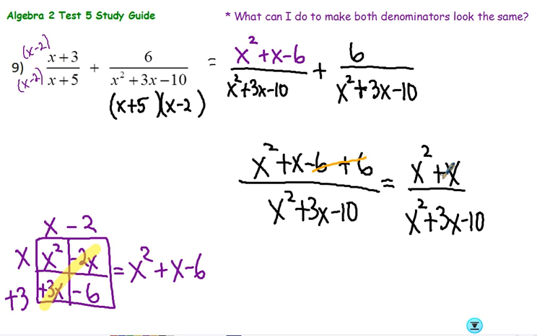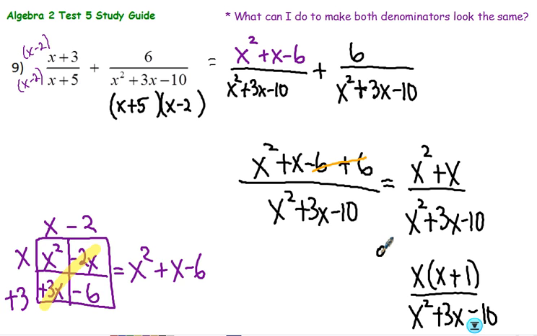Right. And you could actually factor out an x from both of those, right? So the alternative, that could also be rewritten as x times x plus 1 over x squared plus 3x minus 10. So that would be the other way you could write that. So either way, we'll put an 'or' there, because you could express it either way.